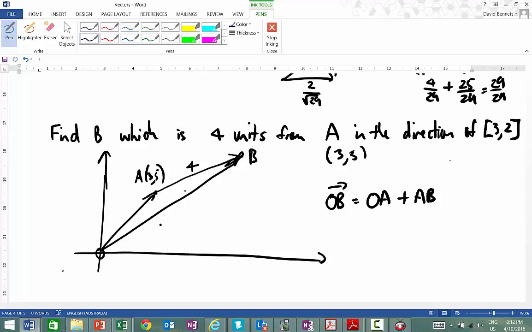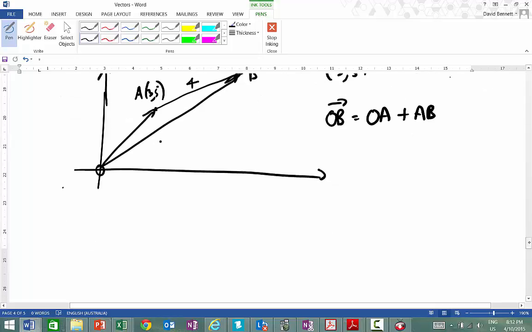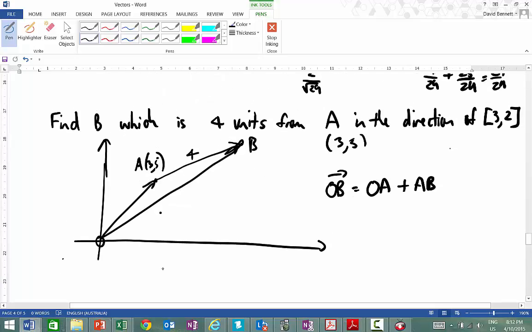So the first thing I need to do is find the unit vector from this thing over here. If I've got the unit vector for the thing in the direction of (3, 2), the length of that's going to be 9 plus 4, square root of 13. So the unit vector is in fact going to be 3 over root 13, and 2 over root 13.